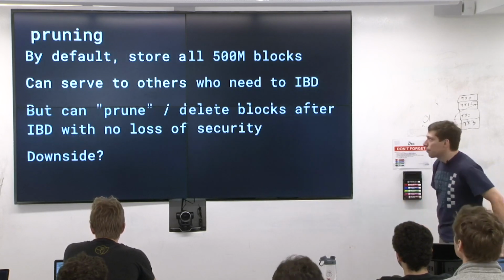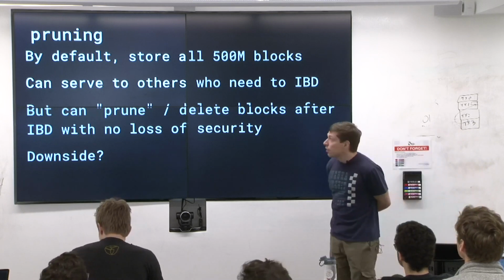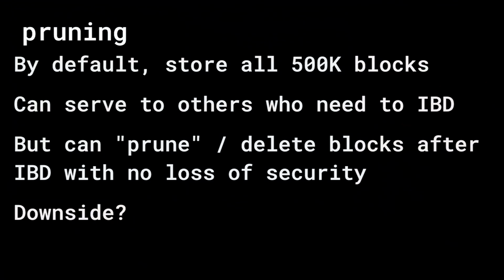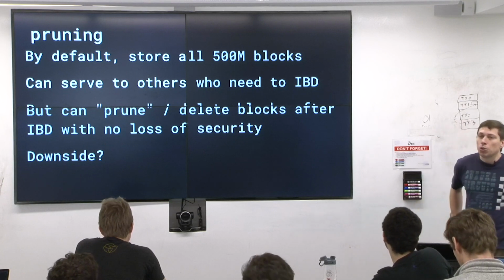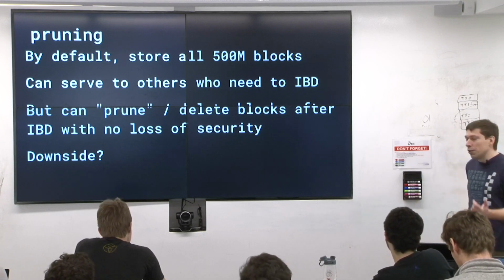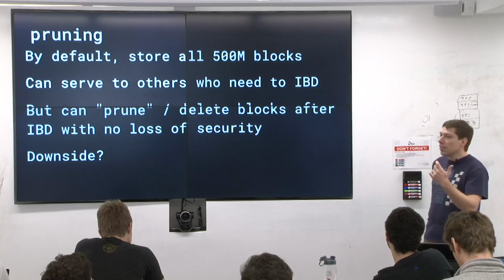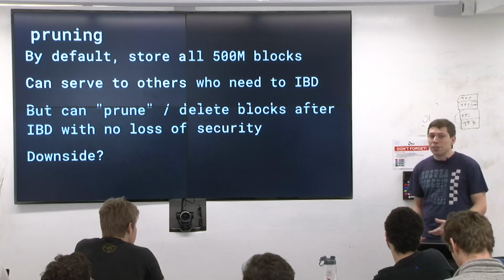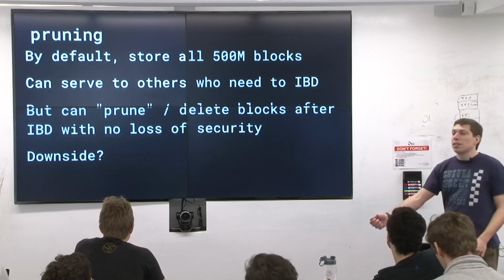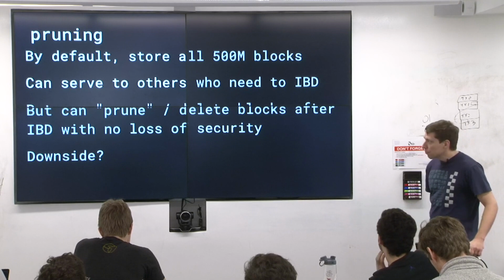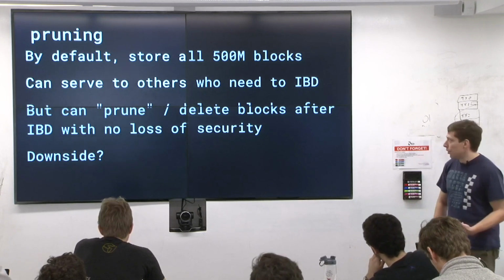Okay, so pruning. By default, that should be a K, not an M, sorry. There's only 500K blocks, not 500M. Anyway, by default, your client will download all these blocks and store them on the disk. And that's important because what if someone else requests them from you? Everyone starts out as a noob. Someone else comes and says, hey guys, I just downloaded Bitcoin. What's going on for the last 9 years? And you might want to give them blocks to let them into the system. So you can serve others who are doing IBD.